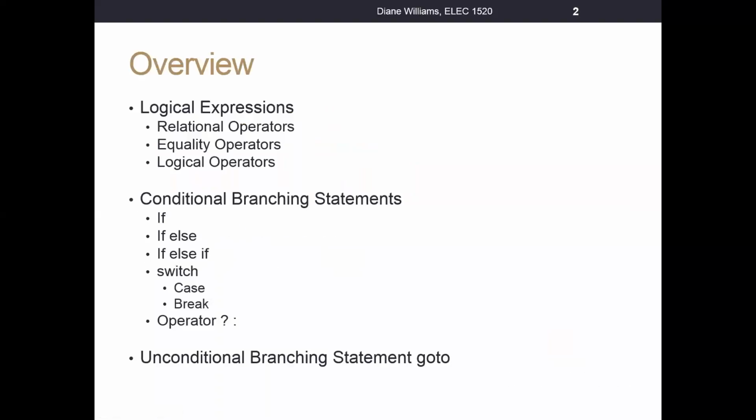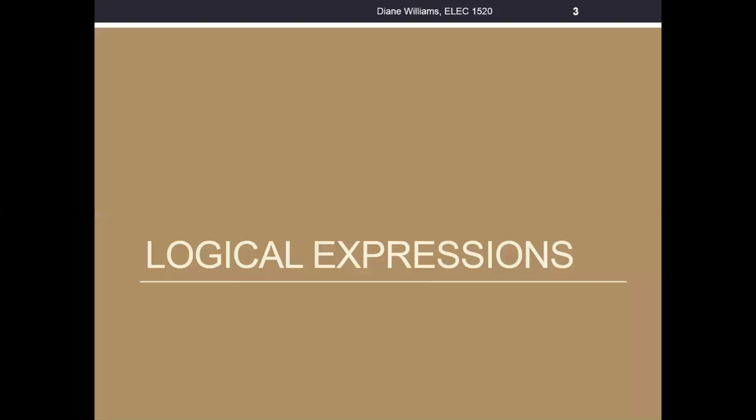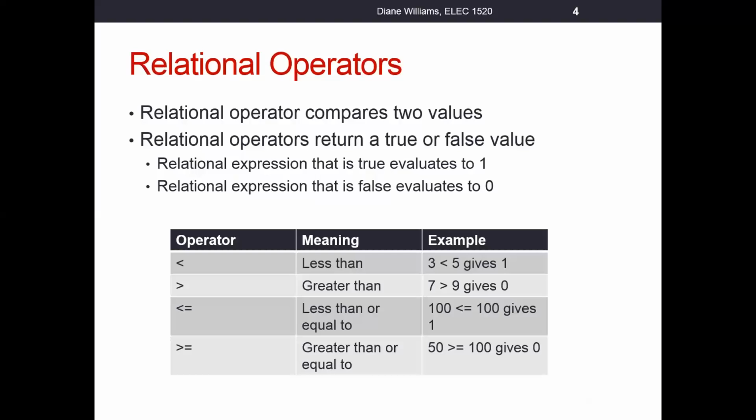First of all, we're going to break the lecture down into talking about logical expressions. So we need to learn some new C operators: relational operators, equality operators, and logical operators. We'll learn those, and then we'll move on to the actual C programming statements, the if, else, and switch statements that control the decisions our programs make. In the last part of the lecture, we will touch on the go-to statement and how it is not a good statement to use. Let's take a look now at the logical expressions we'll be using.